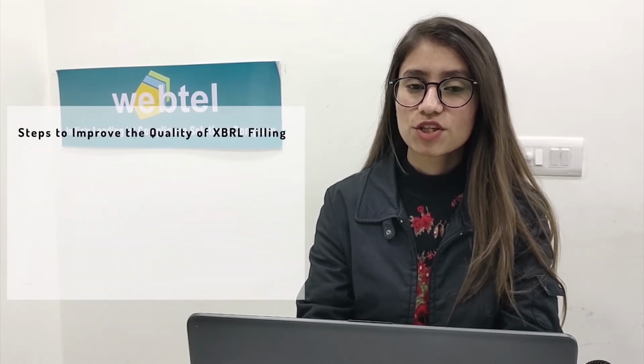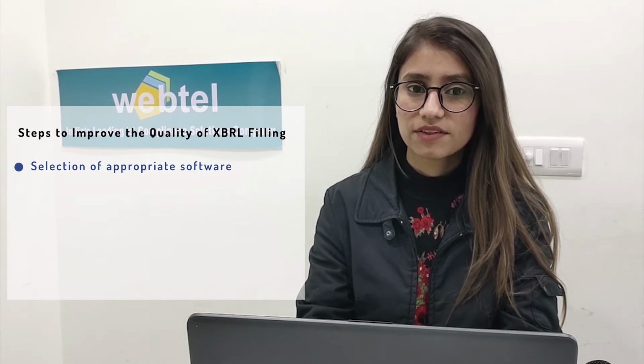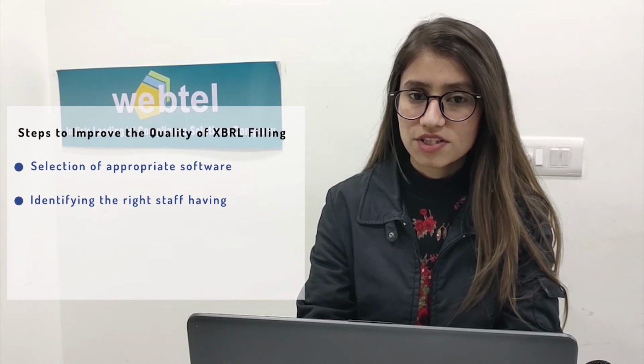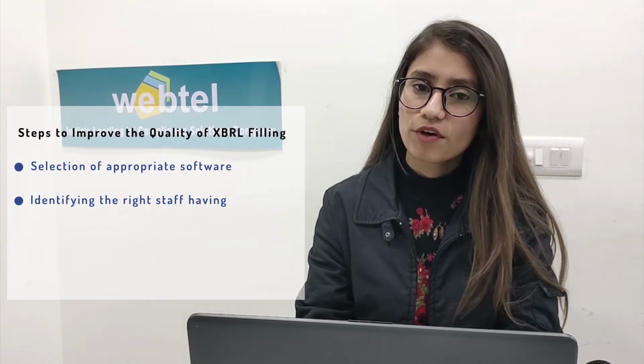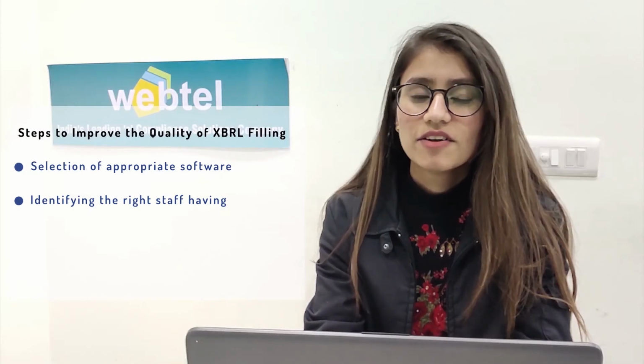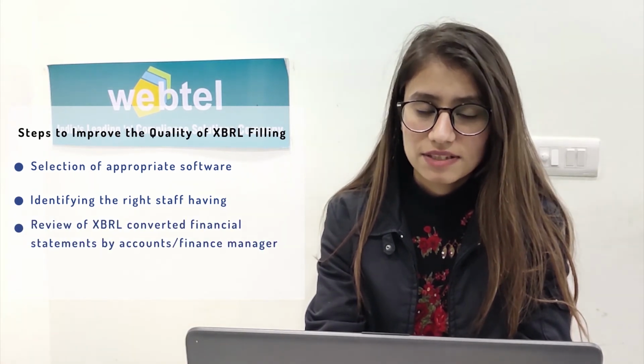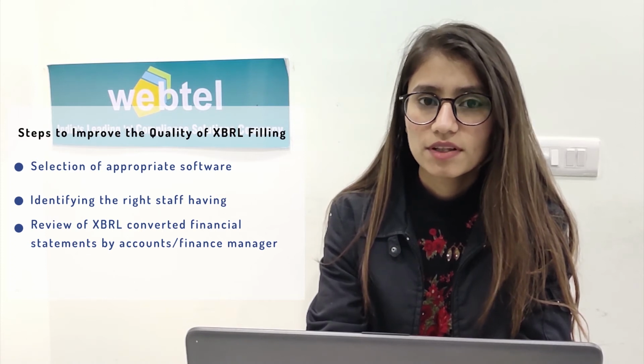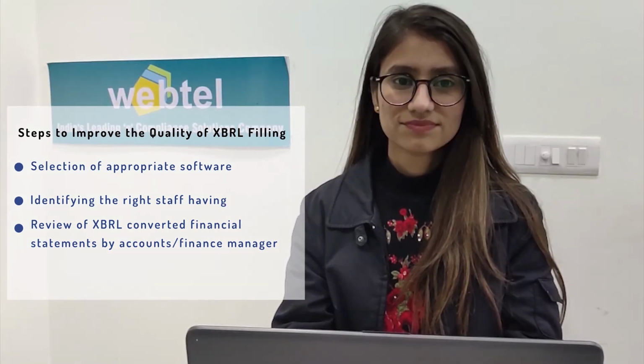So here I present you with a simple checklist when conversion is done in-house. Here are the steps to be taken into consideration to improve the quality of XBRL filing by XBRL software when the conversion is done in-house. First, selection of appropriate software having all the requisite features. Second, identifying the right staff having sound accounting knowledge and understanding of taxonomy for the XBRL conversion process. Third, review of XBRL converted financial statements by an accounts or finance manager to ensure accuracy and completeness of the annual report into XBRL format as well.